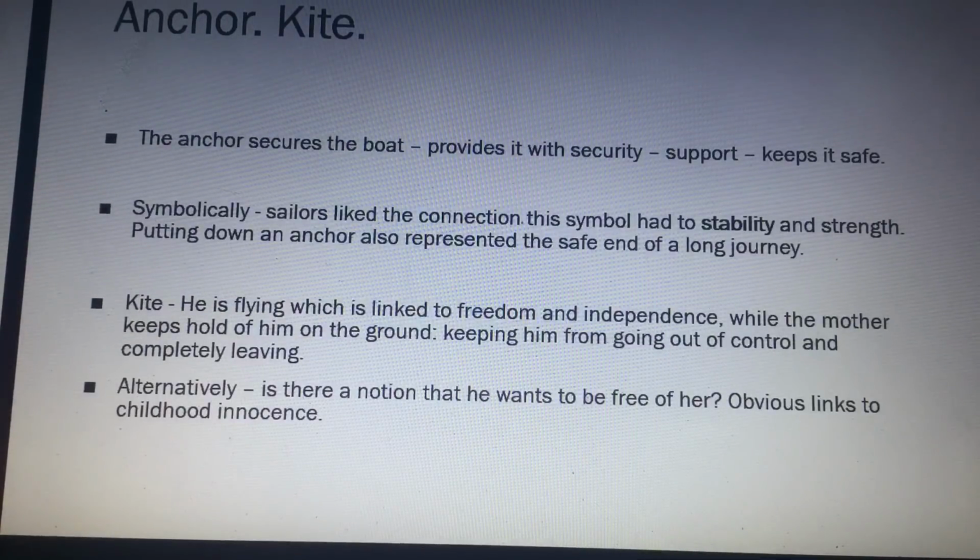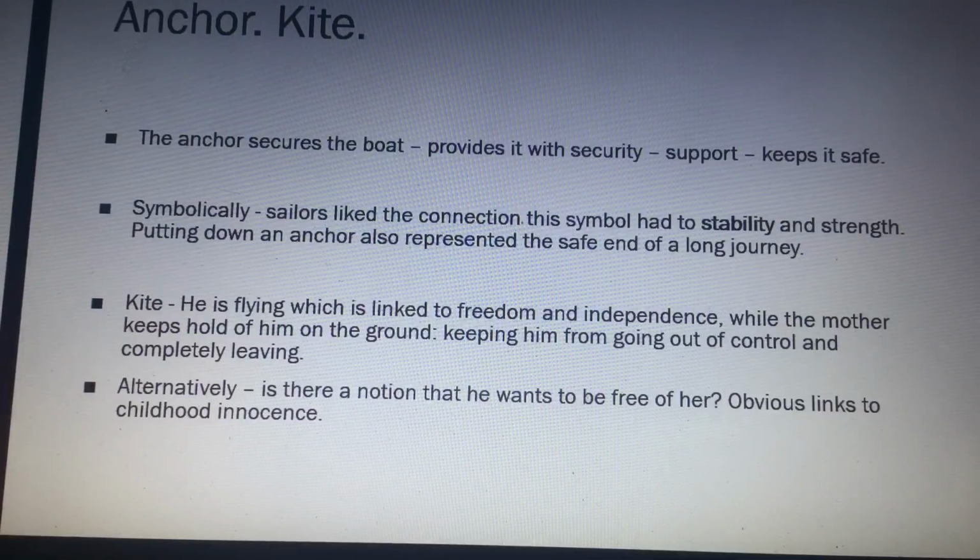Anchor and kite, I'm sure there's obviously a million things to say. An anchor secures a boat, it provides it with security and support and keeps it safe. So we can link that to base. Symbolically, sailors like the connection this symbol has to stability and strength. That also goes back to the Christians as well, if you look at your religious symbolism. Putting down an anchor represents the safe end of a long journey. So here now we have the notion that he will safely move out. So we have a little bit of security there.